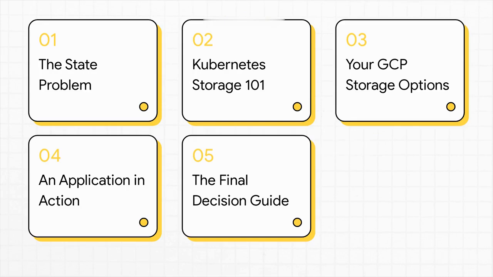We're going to tackle this just like an architect would. First, we'll really define the problem we're up against. Then, we'll cover the absolute must-know Kubernetes storage concepts. After that, we'll look at the specific tools you have in your GCP toolbox. We'll bring it all to life with a real-world example, and then wrap everything up with a super simple guide to help you make the right call every single time.